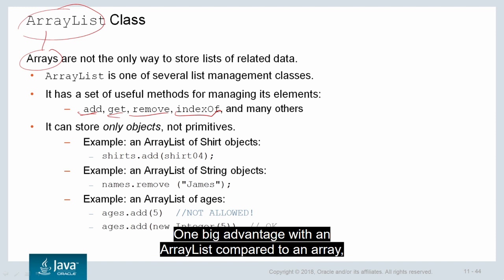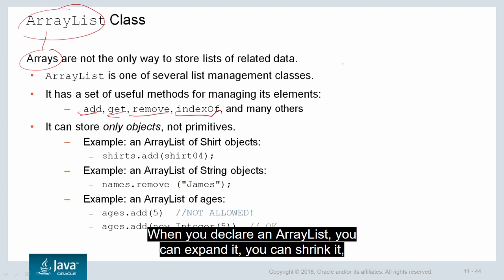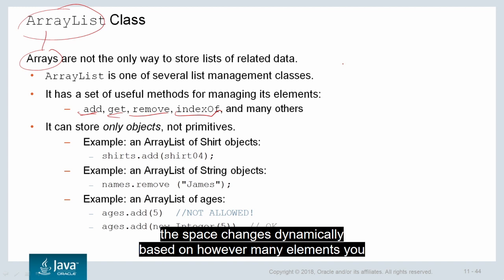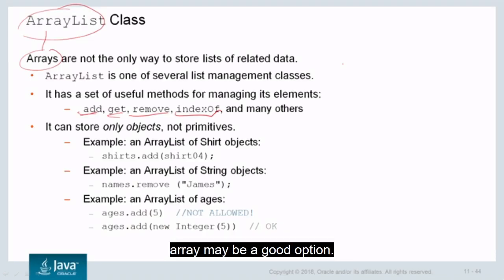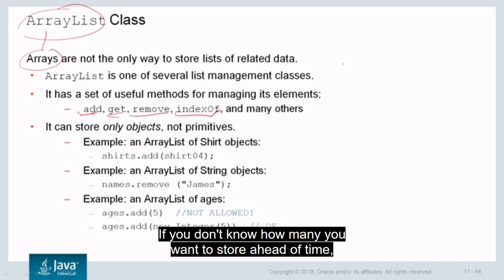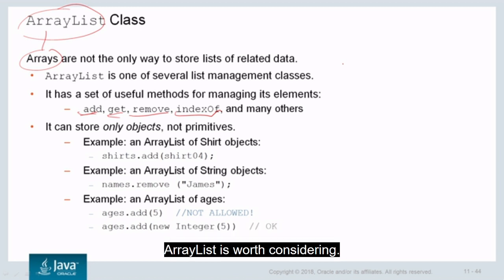One big advantage with an array list compared to an array: when you declare an array, you are locked into your size. When you declare an array list, you can expand it, you can shrink it. The space changes dynamically based on however many elements you want to put inside of that array list. So if you know ahead of time how much you want to store, an array may be a good option. If you don't know how many you want to store ahead of time, an array list is worth considering.